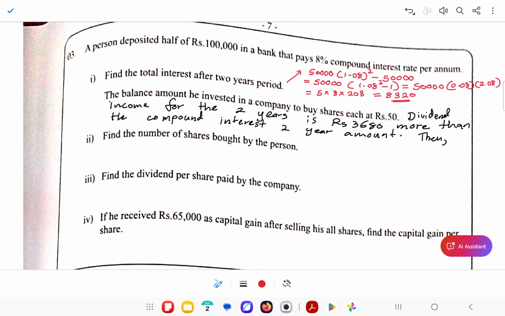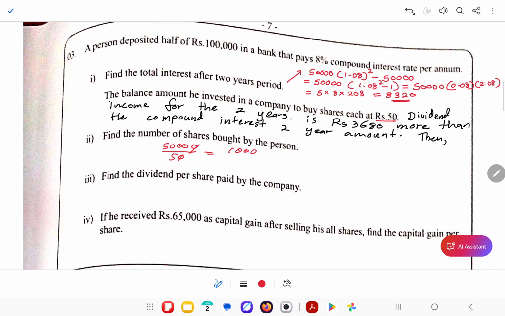Then next part, they say the balance amount he invested in a company to buy shares each at rupees 50. Dividend income for the 2 years is rupees 3,680 more than compound interest. Then find the number of shares bought by the person. So 50,000, one share is 50, no? So 1,000 shares.